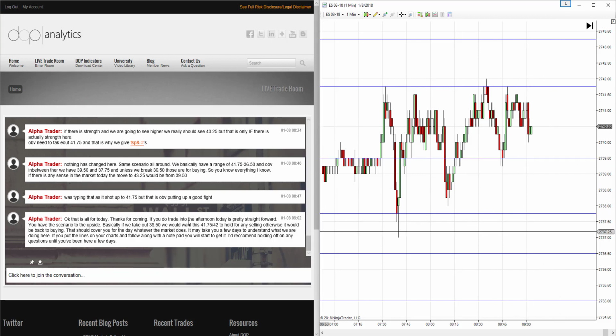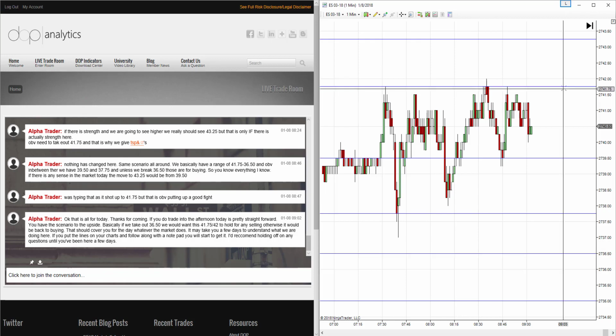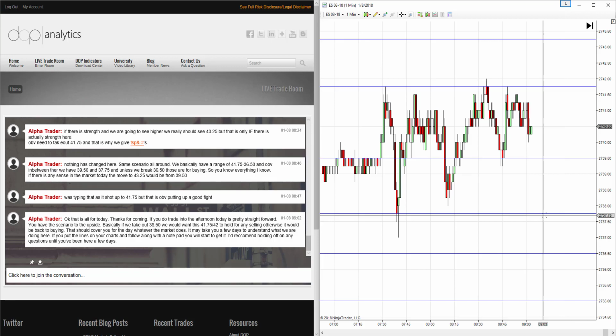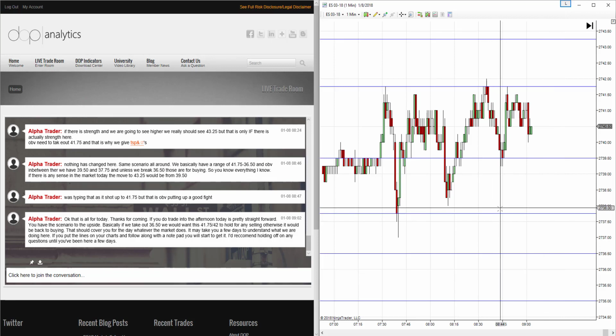The flip side of that, basically, if we take out 36.5 down here, we would want this 41.75, which is this price up here, to hold for any selling. Otherwise, it would be back to buying. What this does is it gives you a scenario to look for. That should cover you for the day, whatever the market does.